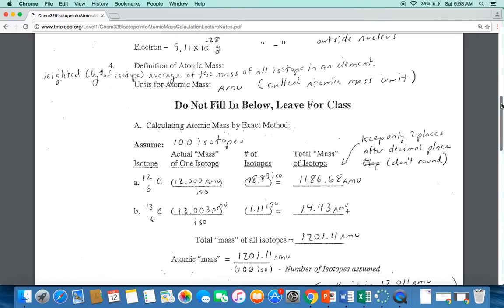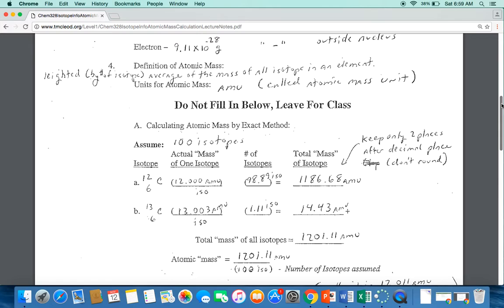The other definition is an explanation of the math that we do to figure this number out. The definition is the weighted, and in parentheses, by the number of isotopes. That's the weighing factor, which is the number of isotopes. And that's a weighted average of the masses of all the isotopes in an element. So the atomic mass is the weighted by number of isotopes average of the masses of all the isotopes in an element.